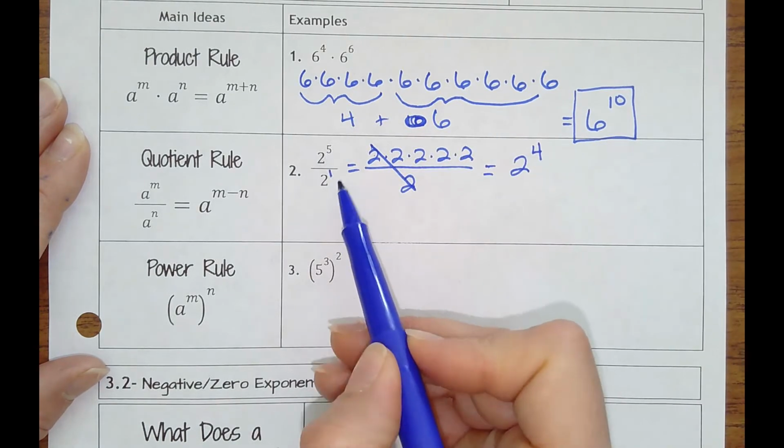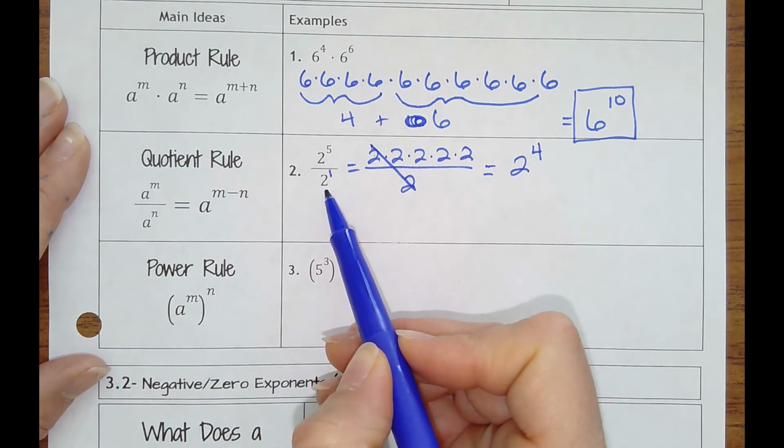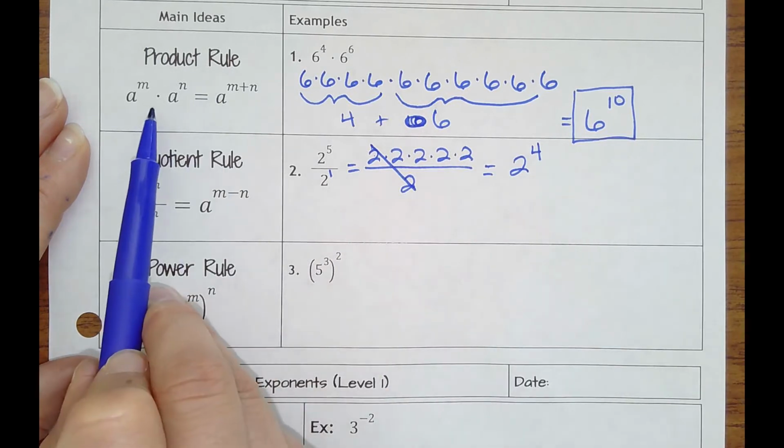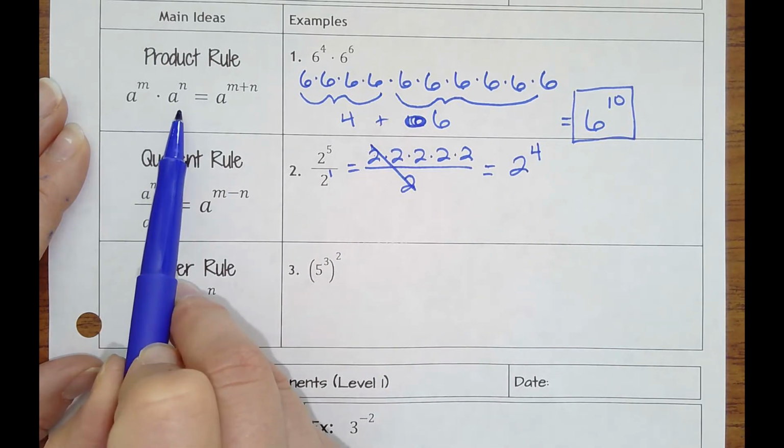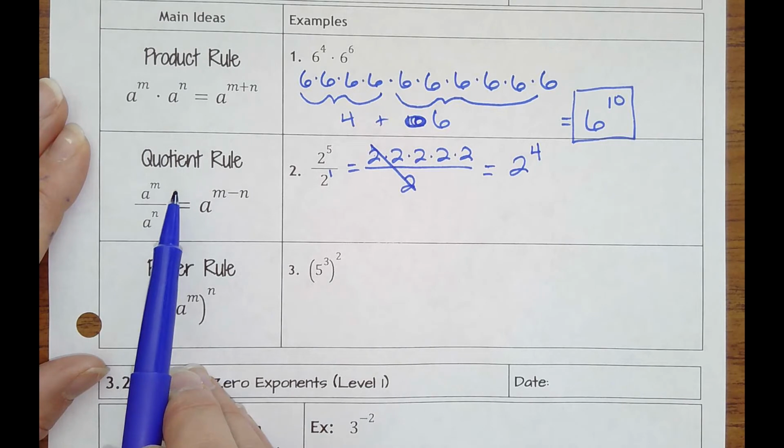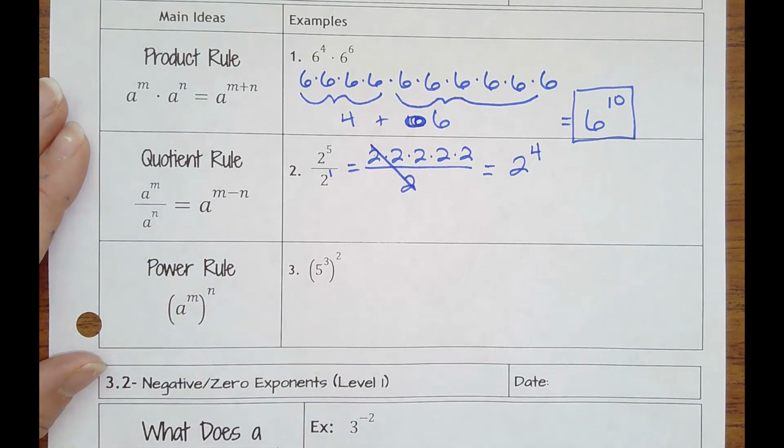Well, what did I do with 5 and 1? I subtracted. So think of when you're multiplying exponents, you're adding the powers. When you're dividing exponents, you're subtracting the powers. Kind of go together. Does that make sense?